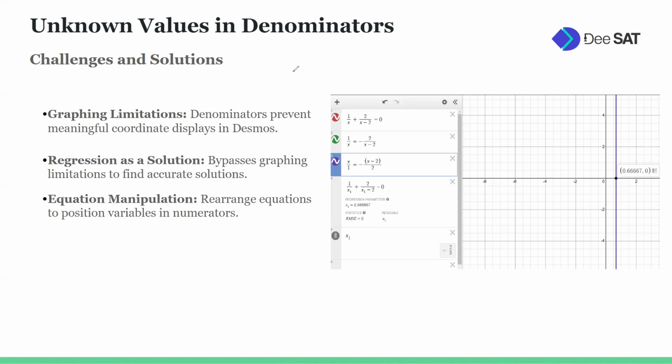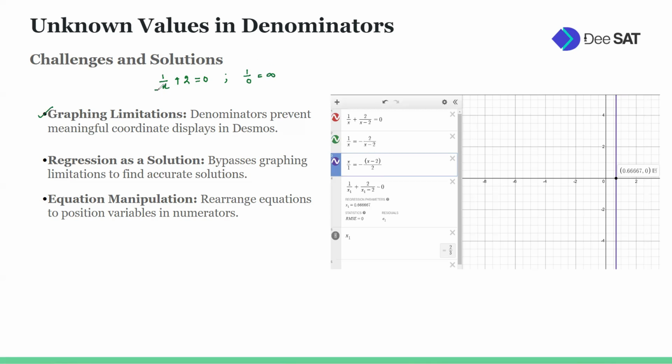Let's discuss how to handle equations with unknown values in the denominator using Desmos. These equations come with unique challenges, but Desmos provides efficient solutions. First of all, let's understand graphing limitations. When a variable is in the denominator, the graph often becomes undefined at certain points, preventing meaningful coordinate displays. For example, in the equation 1/x plus 2 equals 0, the graph will show a vertical asymptote where x equals 0, making it difficult to identify solutions. So if I write 1/x plus 2 equals 0, I know the value of 1/0 is not defined or infinite, so it does not show the graph at that particular place.